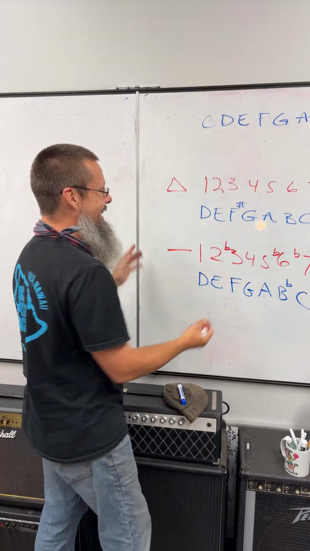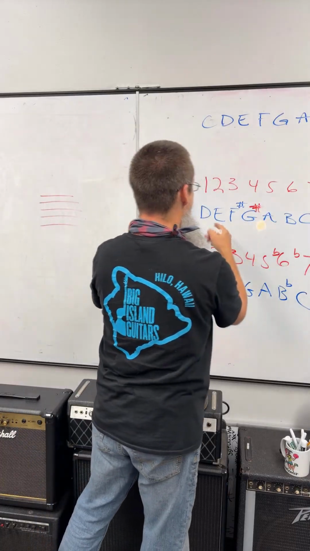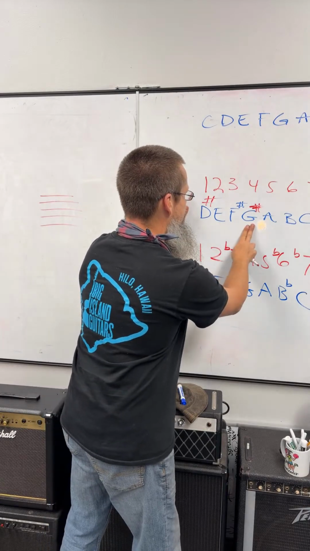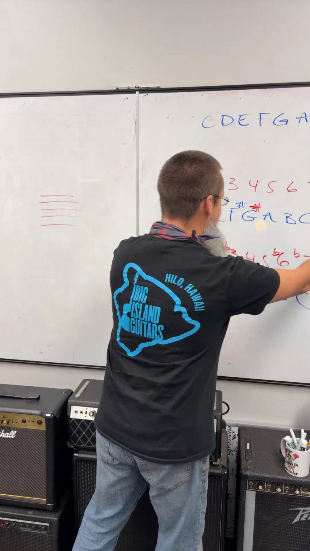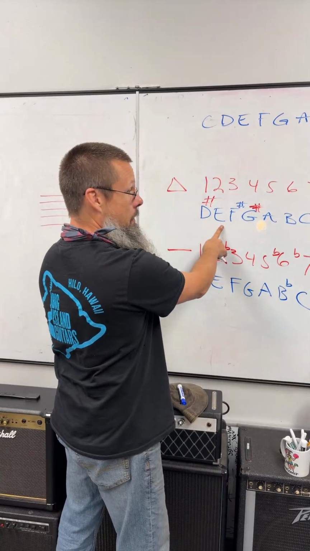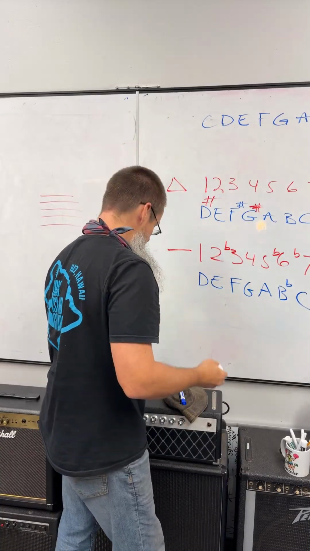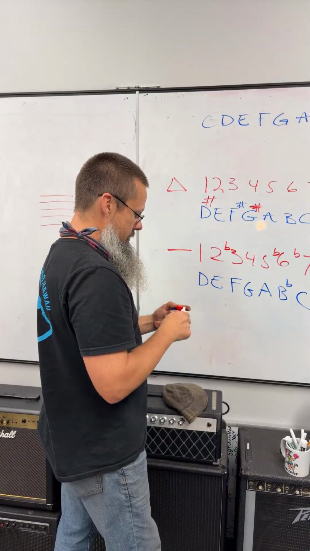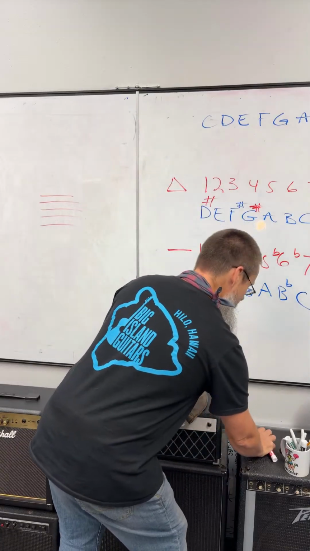How many sharps does E have? 4. Yeah. These are the sharps in the key of E: E, F sharp, G sharp, A, B, C sharp, D sharp, E. How do you make E major a minor? How do you make a major minor? You go down 1.5 steps.